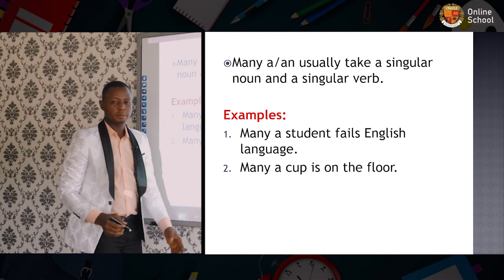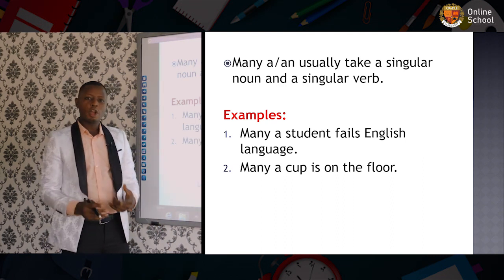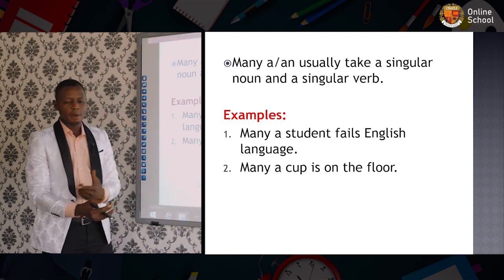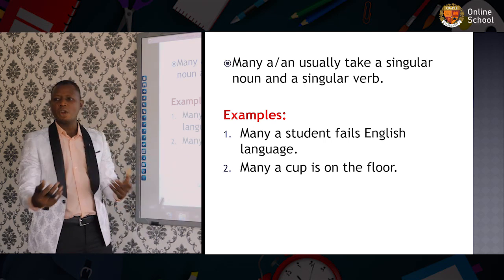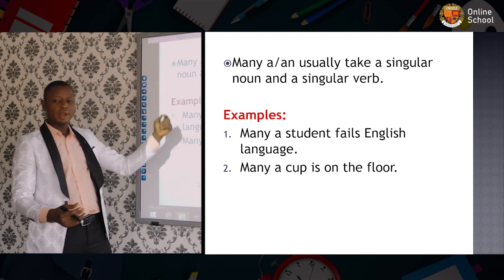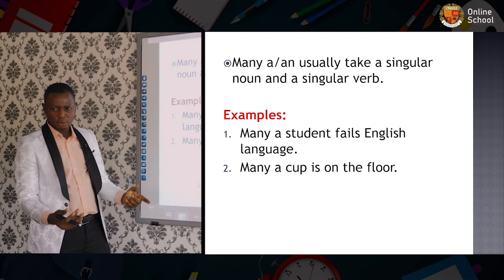Just like the expression, stop making noise. You don't say stop making noise. You say stop making a noise. That is grammatically correct. Am I communicating? There must be an article A. Okay? Stop making a noise. Is that clear? Can we proceed?